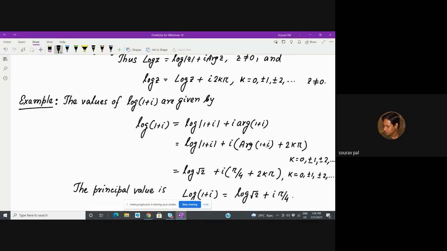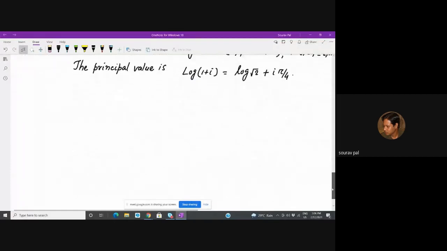We all know this. And the principal argument of this is precisely pi by 4, the angle that it makes with the positive real axis in the first quadrant. So this is the principal argument, so it has to be pi by 4. So these are all the values of log of 1 plus i, and the principal value is, needless to mention, this one. So we have a quick example. Now I am going to make a statement which perhaps we all know.